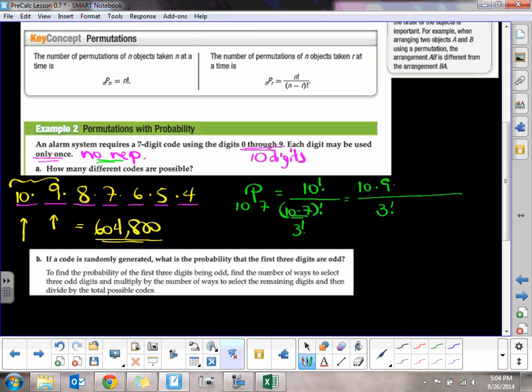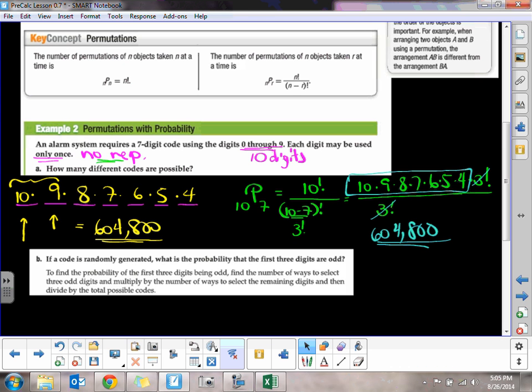In the top, I've got 10, 9, 8, 7, 6, 5, 4, 3, 2, 1, but 3, 2, 1 is 3 factorial. So we can represent 3, 2, 1 as 3 factorial, and these will reduce in our fraction. And what we end up with are the same set of numbers that we had kind of an intuitive sense of in part A, and we still have our same 604,800 total outcomes that are possible.